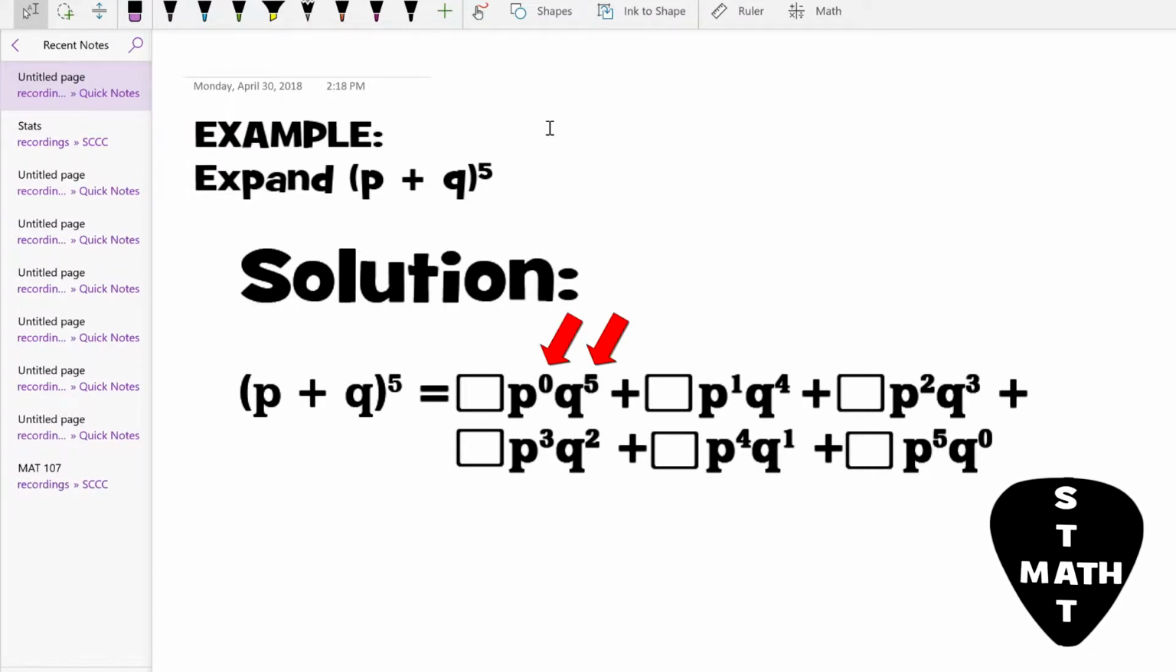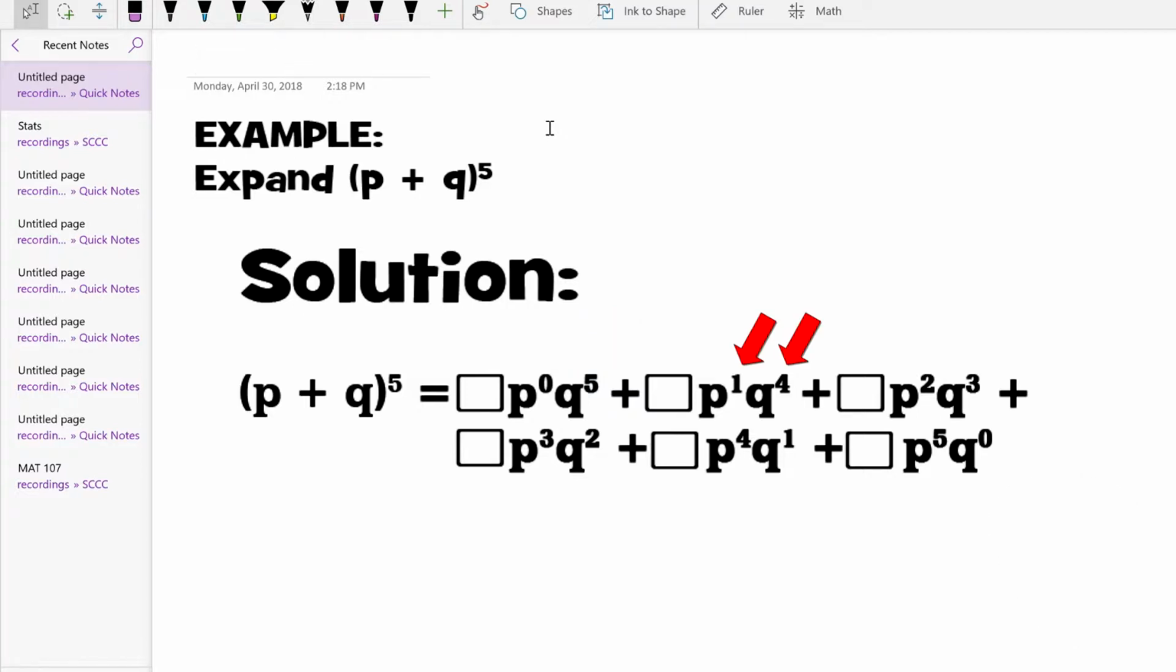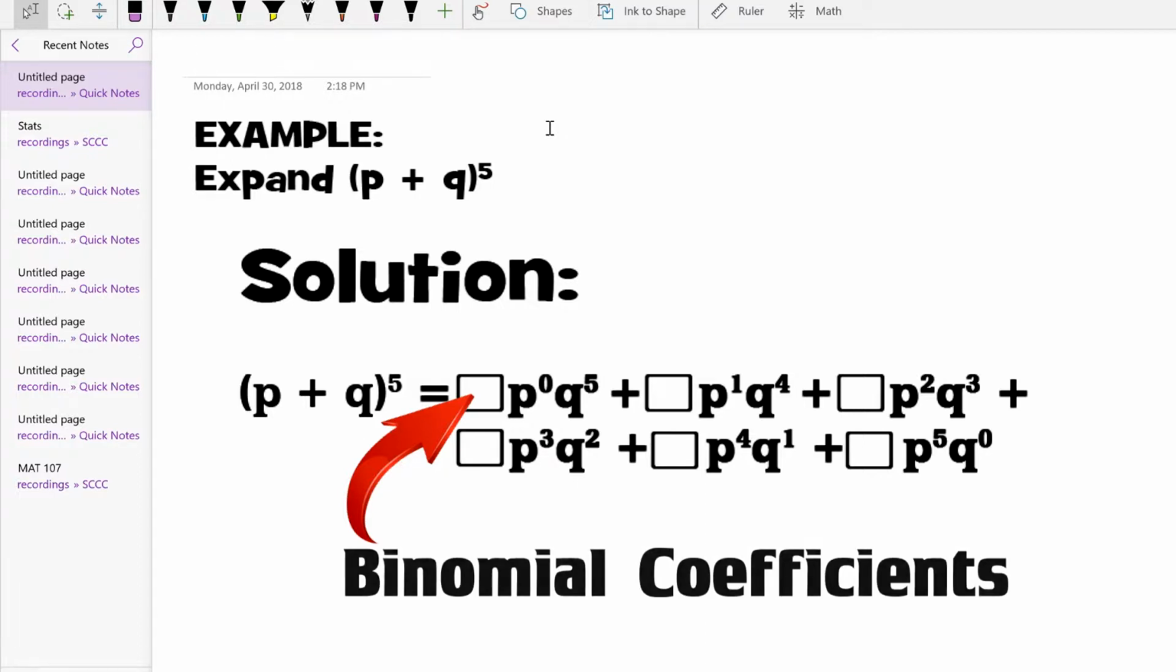So notice that 0 plus 5 is 5, 1 plus 4 is 5, 2 plus 3 is 5, 3 plus 2 is 5, 4 plus 1 is 5, and 5 plus 0 is 5. That is the pattern that we must have. So the question now is, how do we get these missing terms here? Now these missing terms actually have a name. They are called binomial coefficients.